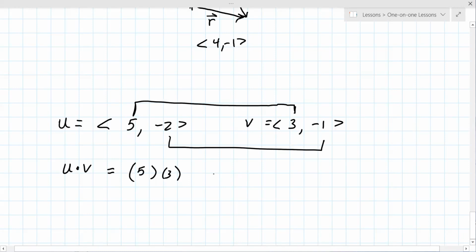So 15, plus -2 times -1. So it's 15 plus 2, which is 17. So the dot product always produces a number. Okay.